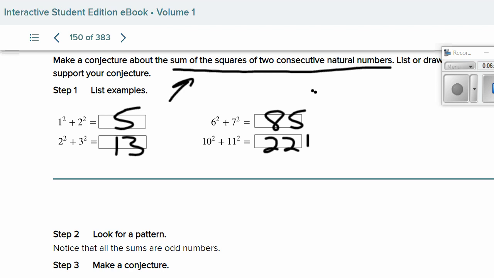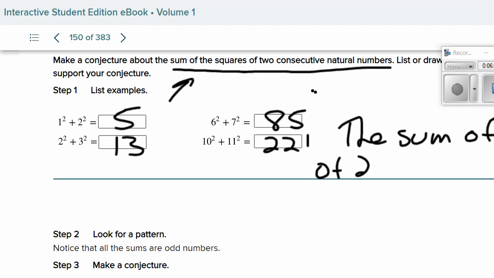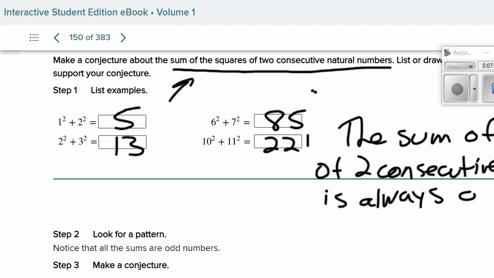The sum, and you're going to have to do this. I think they do this down here below, but we're going to have to learn how to write these. So let's just write this in our own handwriting. The sum of 2 squares of 2 consecutive numbers, so that's kind of important, is always odd. Or something like saying there are going to be odd numbers or natural odd numbers, something like that.